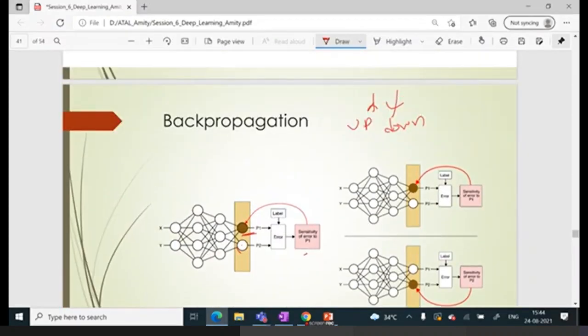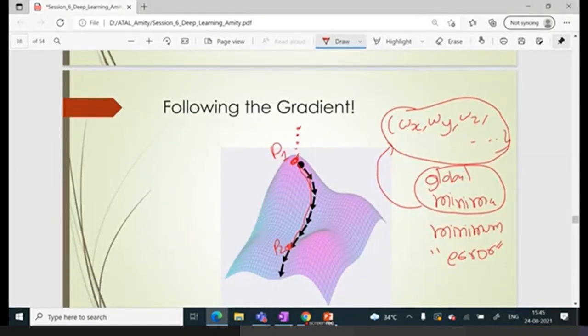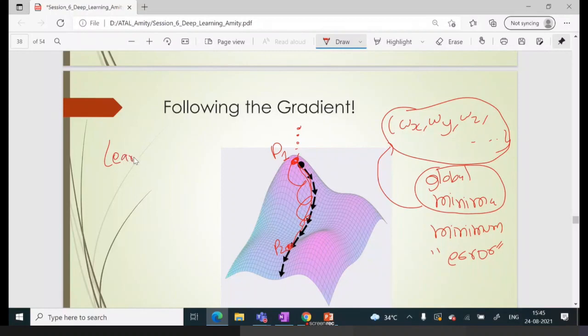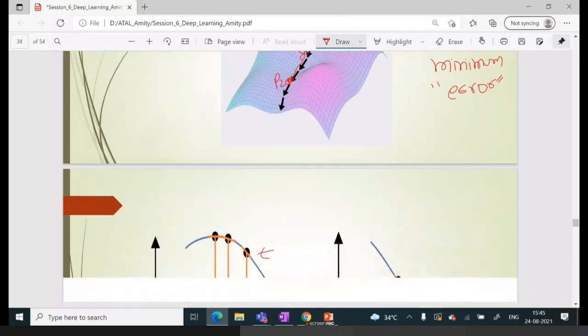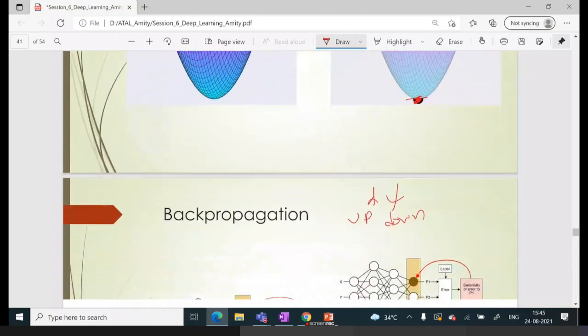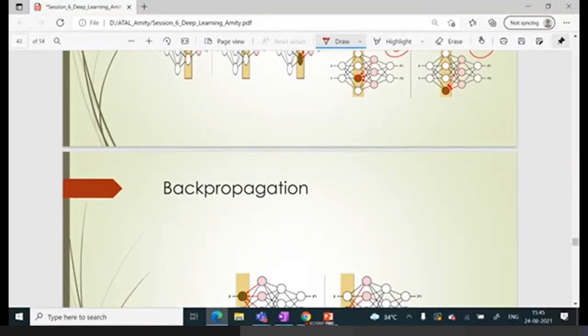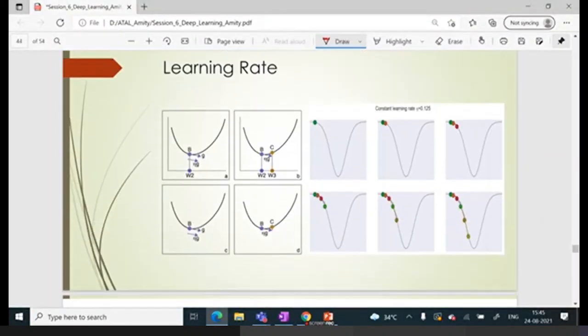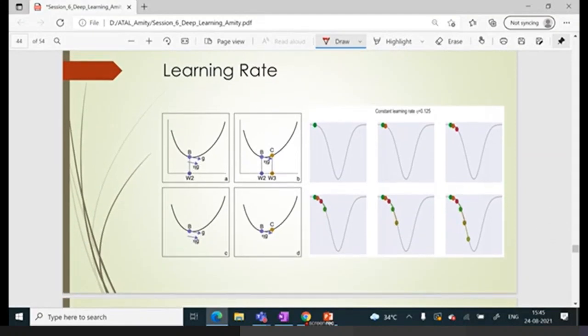So this is fine, but now the next important question is how fast you are going to change these weights. You are following this path, but at what speed? You are at point P1 and you want to reach P2. So how fast are you going to follow this particular path? The parameter is called the learning rate, and this is very much important, right? So now let's talk about the learning rate. How fast these changes will be done, right?